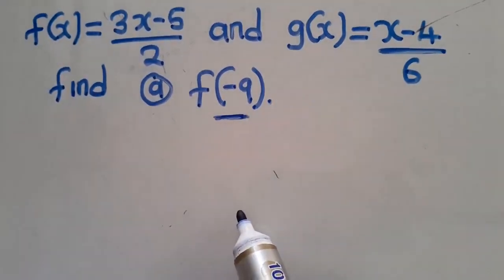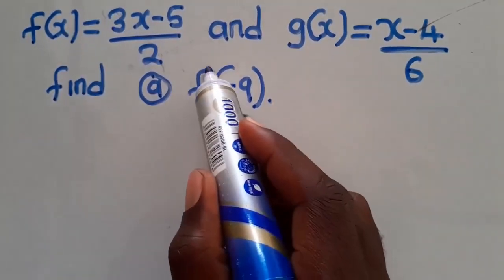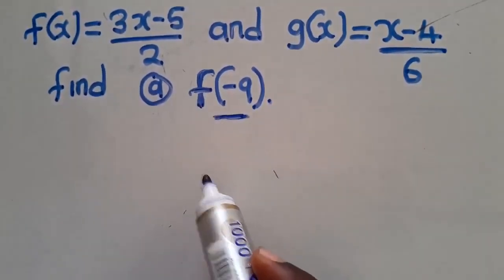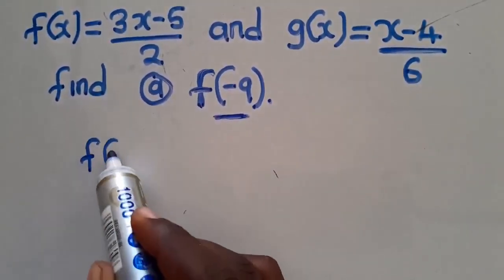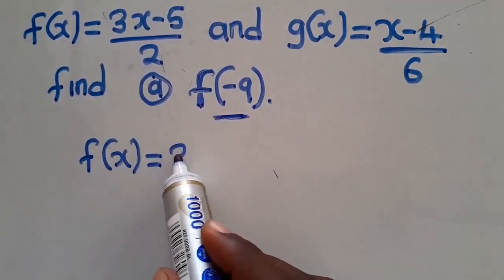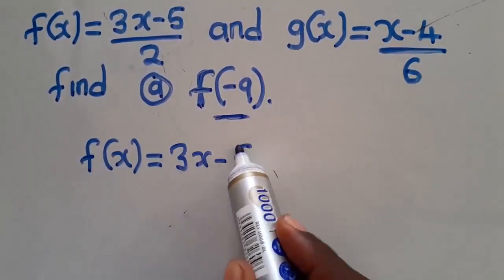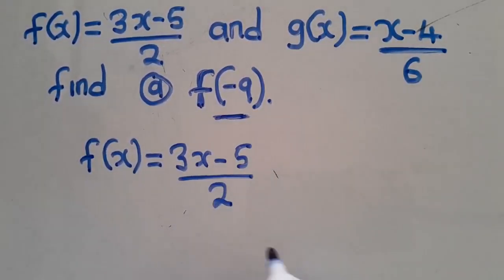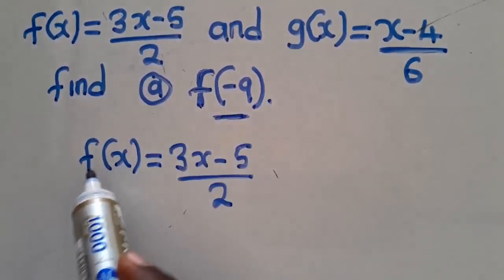What you need to put in mind is where is the original function of f? Where is this function f? The function f is here. f of x is equal to what? f of x is equal to (3x minus 5) over 2. This is where it is coming from.